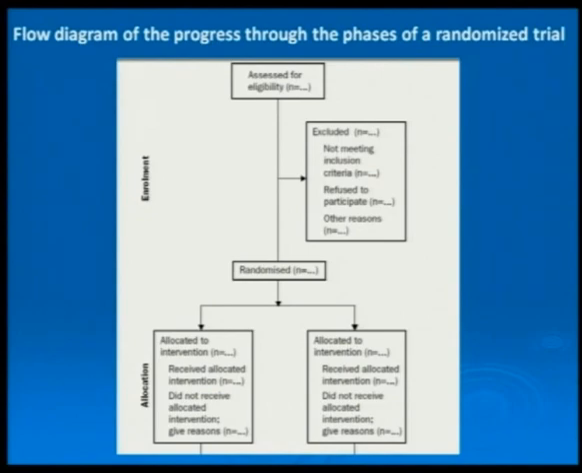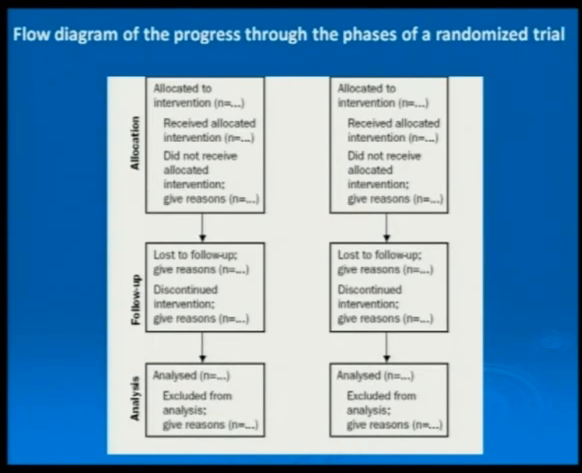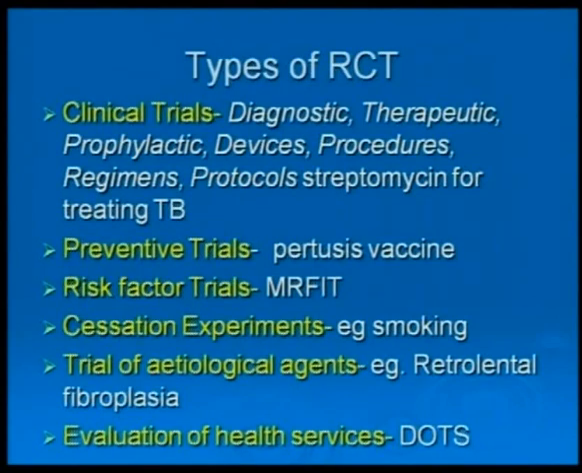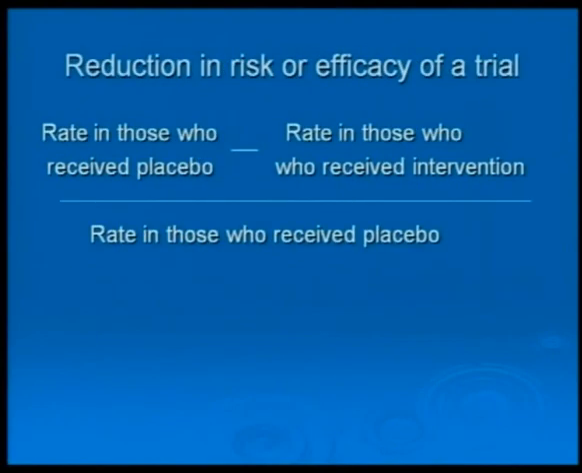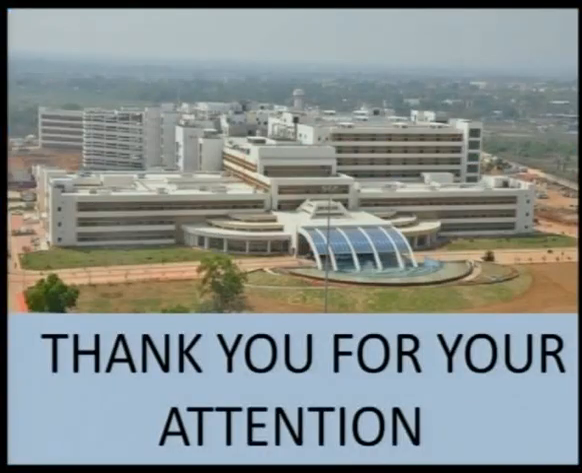These are the flow diagram of the process through which the phases of a randomized trial go. Types of RCTs we have already discussed. This is another form of trial: the clinical trial or preventive trial. We can evaluate risk factors, cessation experiments, trials of etiological agents, and we can evaluate different types of health services. And I think all these have been described.